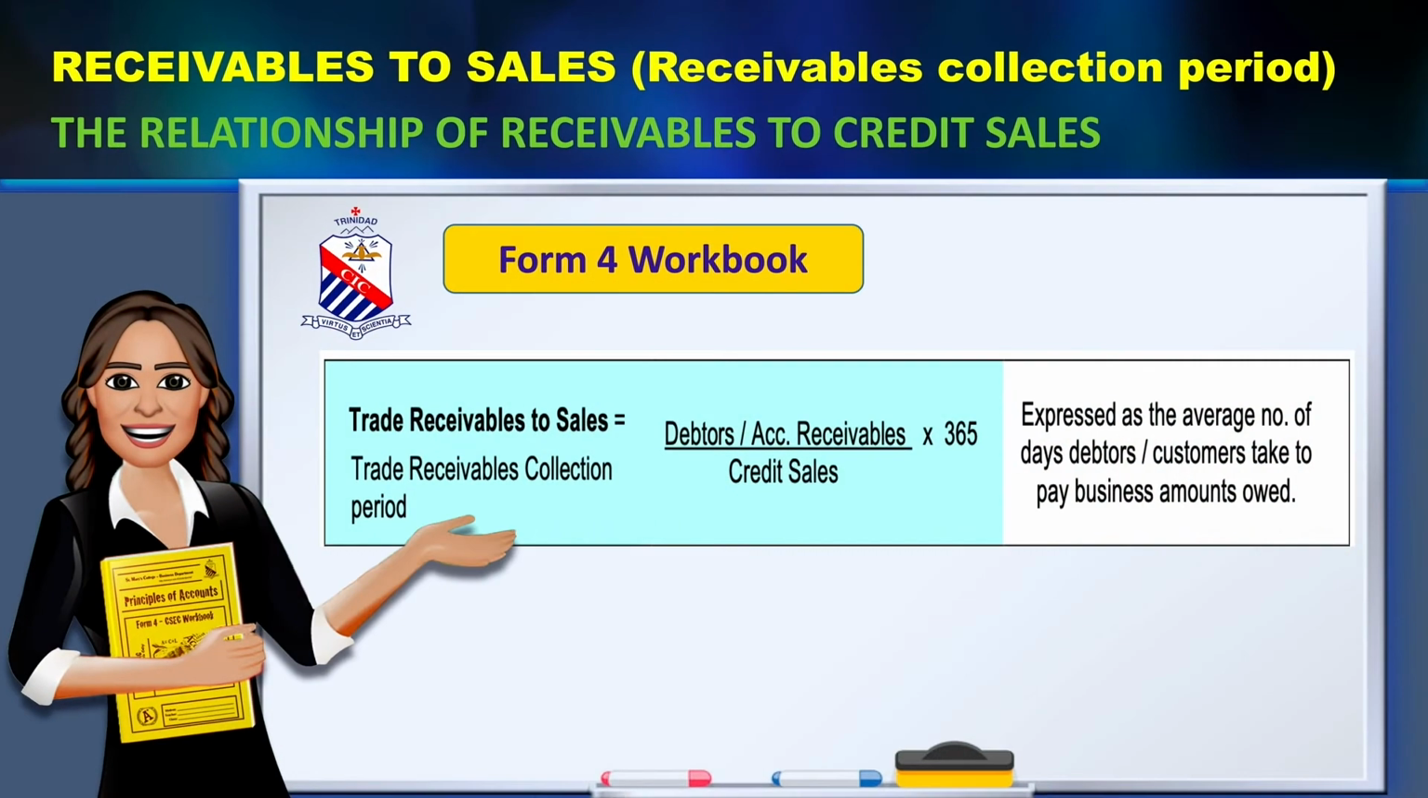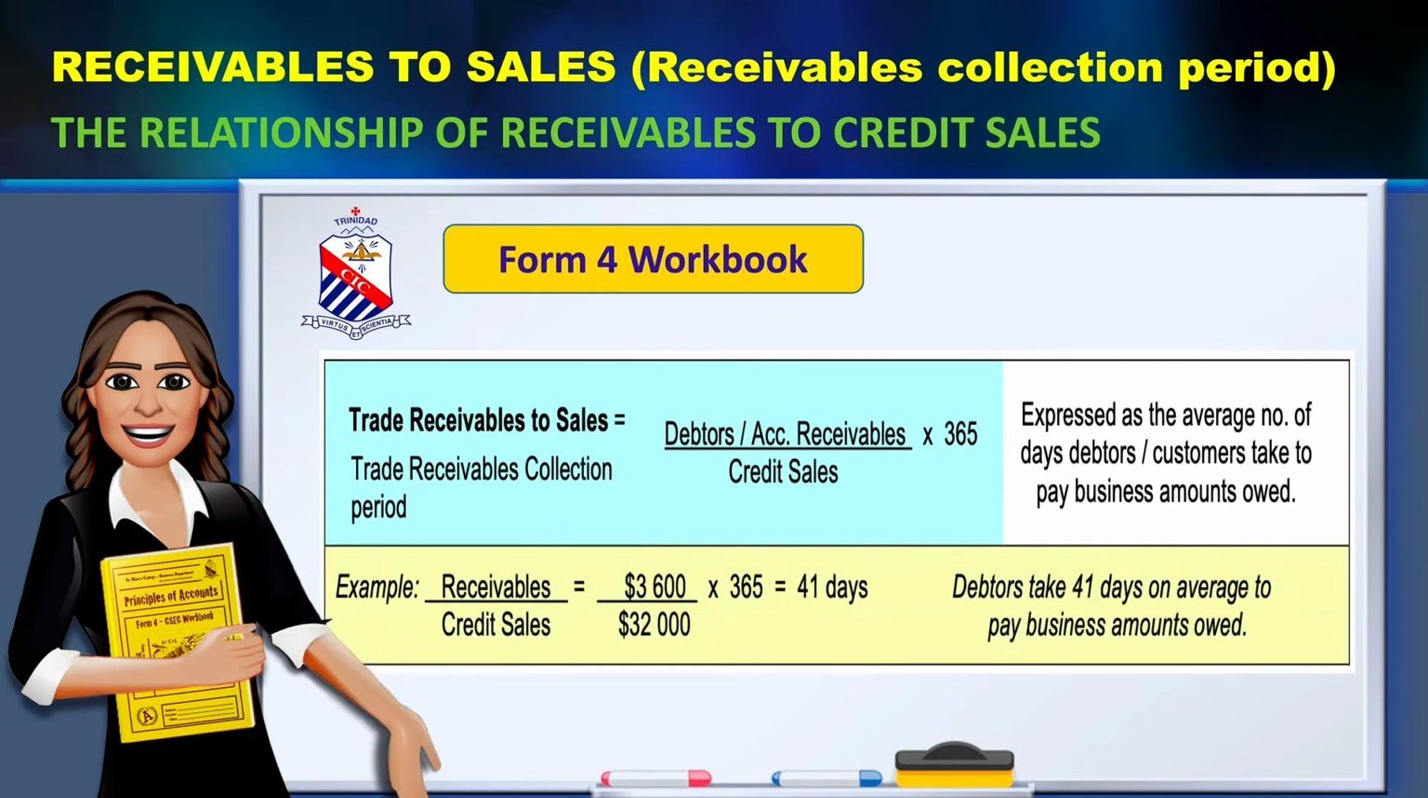Here we have in our workbook an example, very, very simple. If the receivables are 3,600 and your credit sales is 32,000, you just divide the 3,600 by the 32,000, multiply it by the 365, and the answer you get is 41 days. So in this example, the receivables take 41 days on average to pay the business the amounts that they owe.